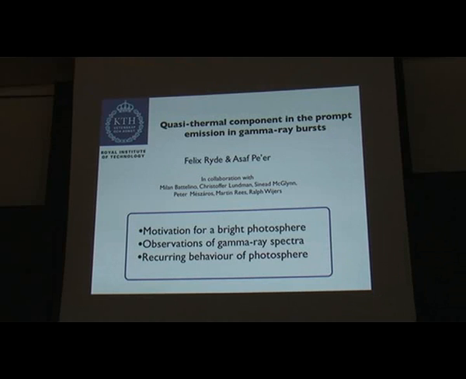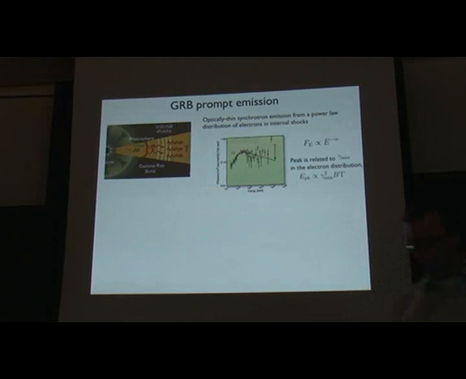So what I will do is I will motivate why one should expect to see a strong photosphere in the prompt phase of gamma-ray bursts. Then I'll show you what the observations look like. And then I will try to underline this interpretation by the recurring behavior we find of the photosphere.